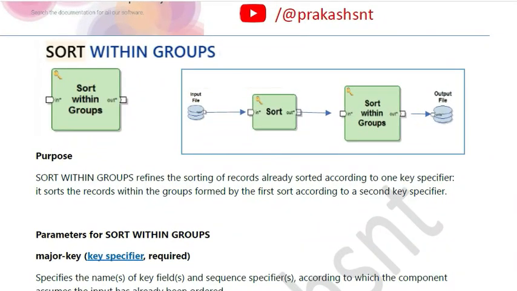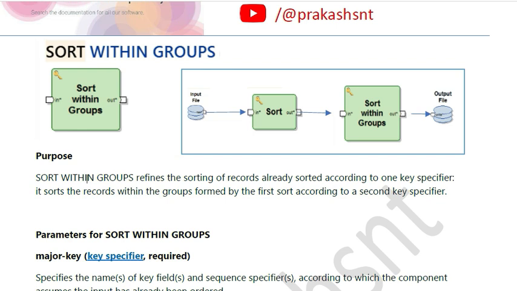Okay, so now we discuss the sort within group component. Ab Initio has an option to produce output sorted based on a secondary key. We know that the input is coming sorted based on one key only. If you want to order by a secondary key, we can use the sort within group component.